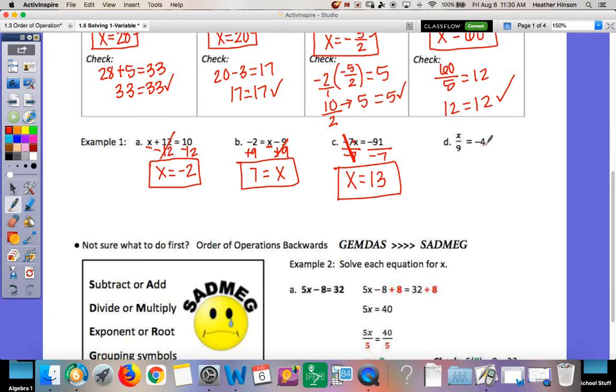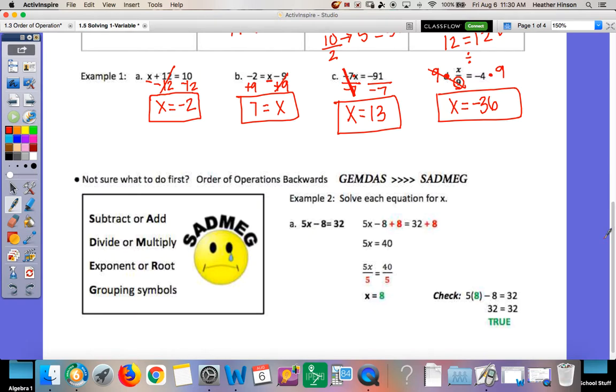Okay, x over 9 equals negative 4. Again, those fractions, those mean division. How do I get rid of division? What's the opposite? Multiplication. And remember, you always multiply by what is on the bottom. So multiply 9. That leaves me with an x. Negative 4 times 9 is negative 36.